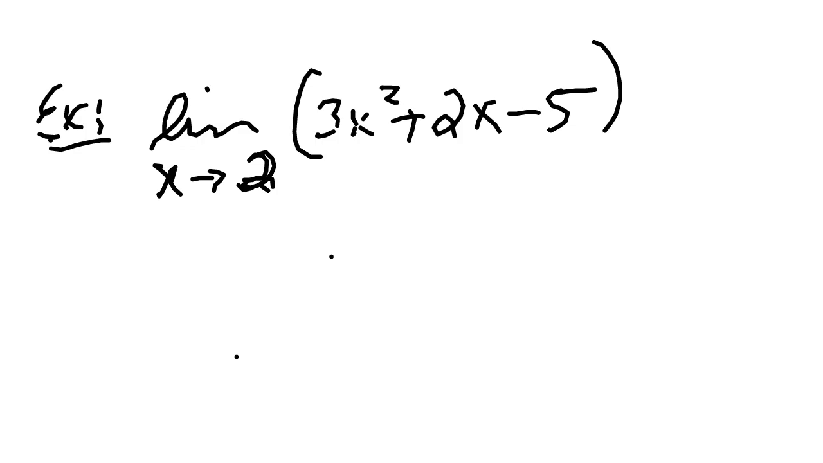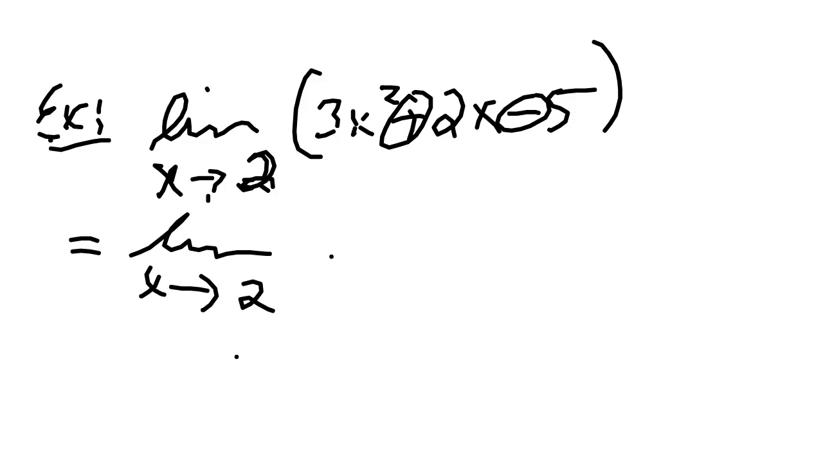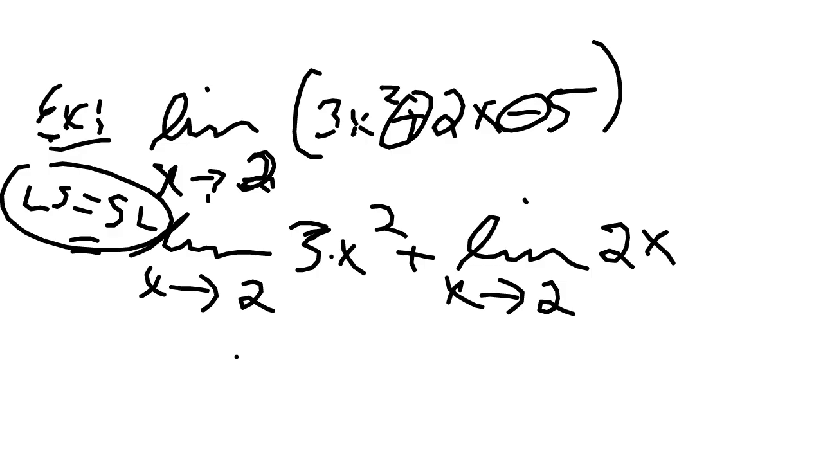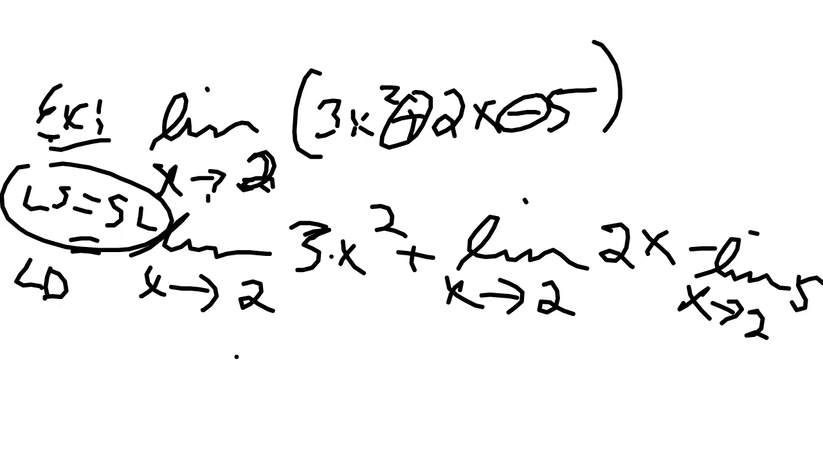So what's the first thing I can do? I can say that this is the limit. Can I split it up with the plus and minus signs? Limit as x approaches 2 of 3x squared plus the limit as x approaches 2 of 2x, right? So that's the limit of the sum is the sum of the limits. LS equals SL. And then minus the limit as x approaches 2 of 5. And that's the limit of the difference is the difference of the limits.